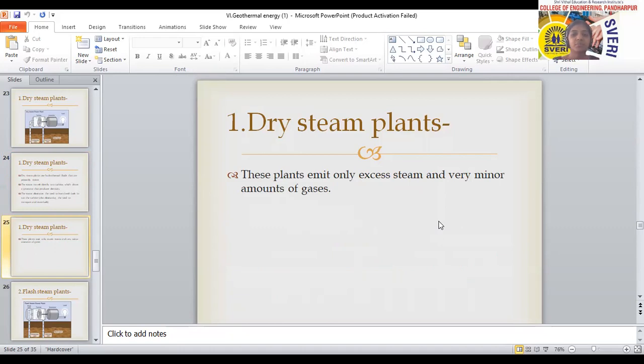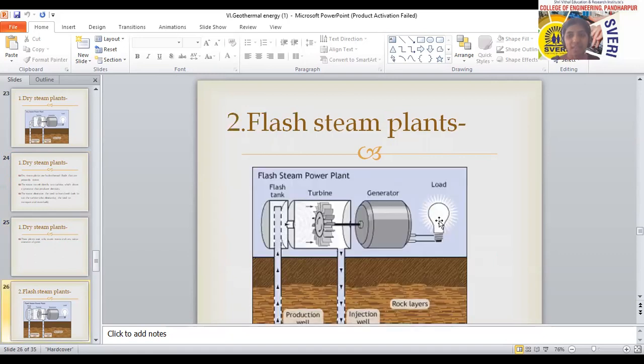In the case of dry steam power plants, this type of plant emits only steam, and if there are gases, a minor amount of the gases present is transferred with this steam. The next type is the flash steam plant.